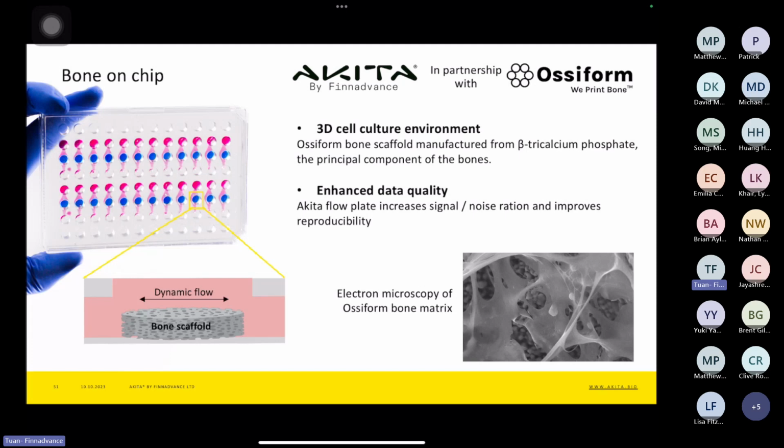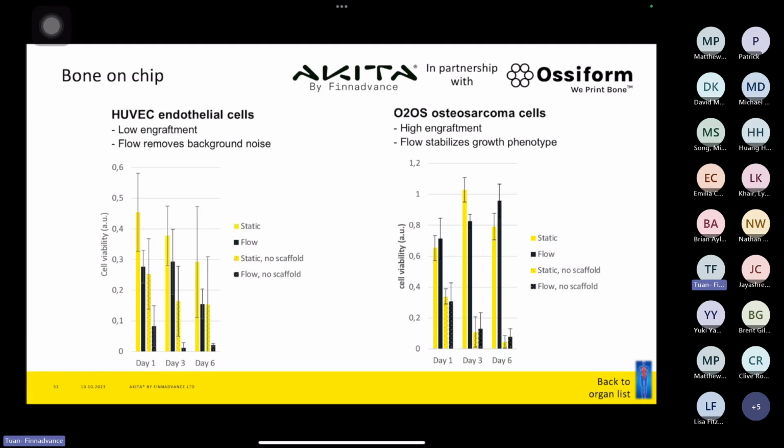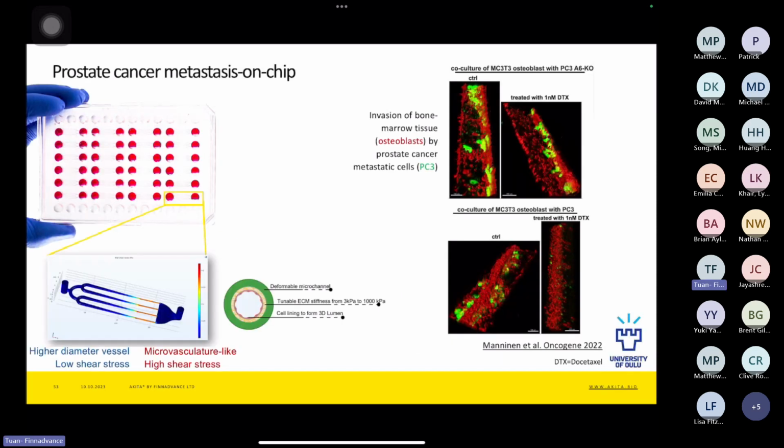And this is a collaborative work we have done with Ossiform. They make in vitro bone models where we have 3D printed bone scaffolds, and we were able to integrate that into our platform the same way that we did with the biosurface membrane. With that, we also achieved better results and improved handling of the cell culture models, removed background noise, improved the signal to noise ratios for the readouts of the fluorescent signals, and stabilized the growth of the cells inside the scaffold.